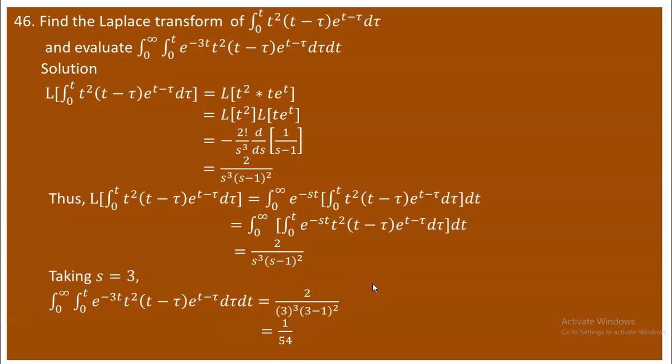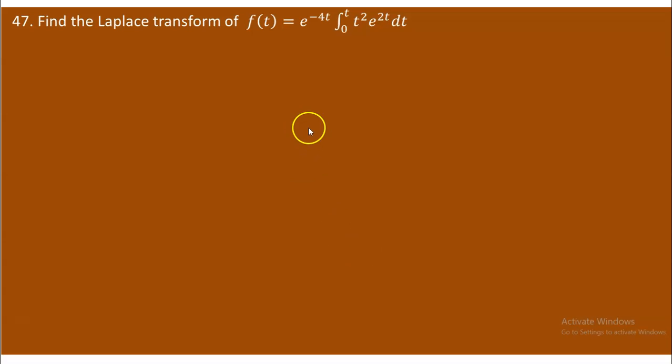Next from this, we have another question, question number 47. It says, find the Laplace transform of the function f of t, which is given by e to the power of minus 4t times the integral from 0 to t of tau squared e to the power of 2 tau d tau.